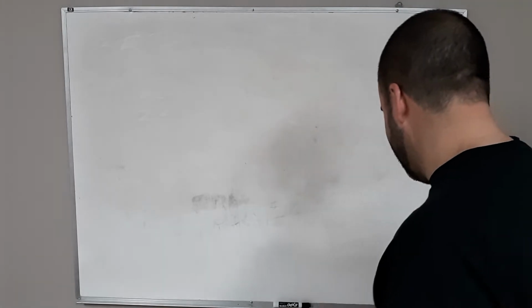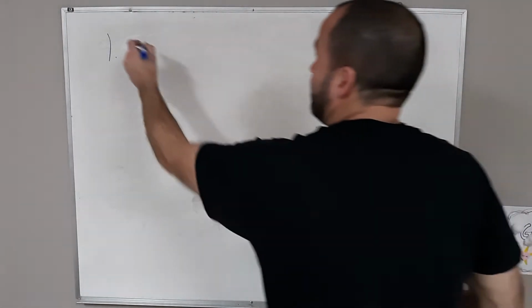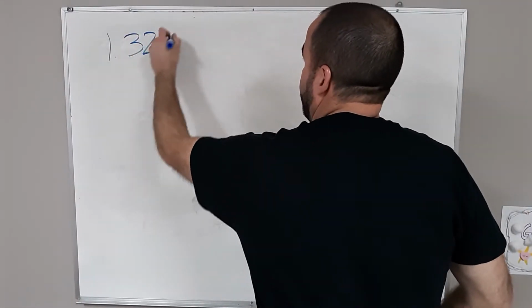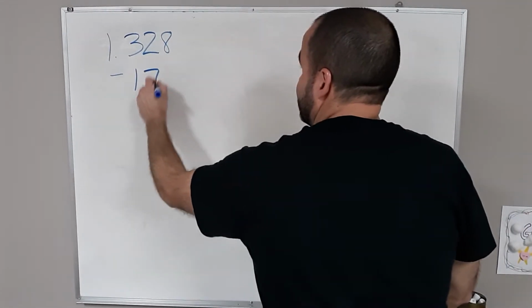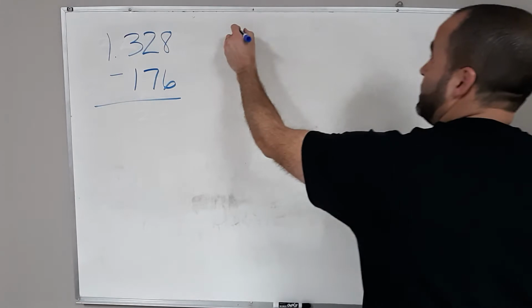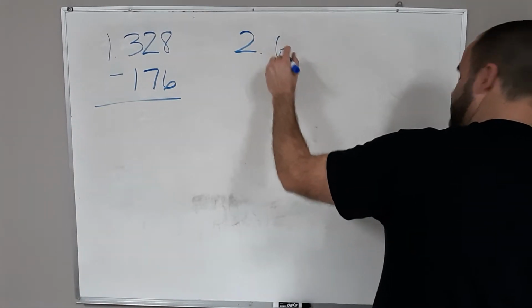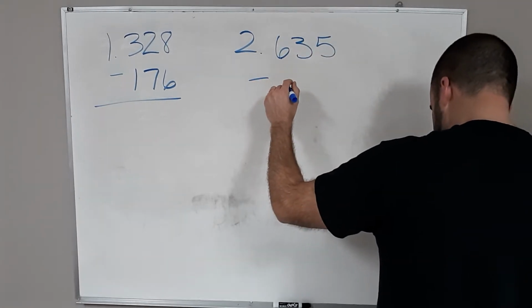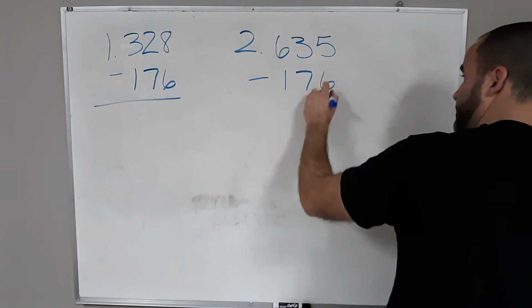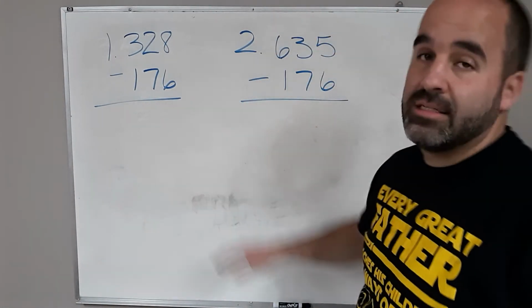So let's take a look at page 345, or lesson 12. We have 328 minus 176. And then we'll also do number 2 as well, which is 635 minus 176. Okay? So, let's go ahead and take a look at these.